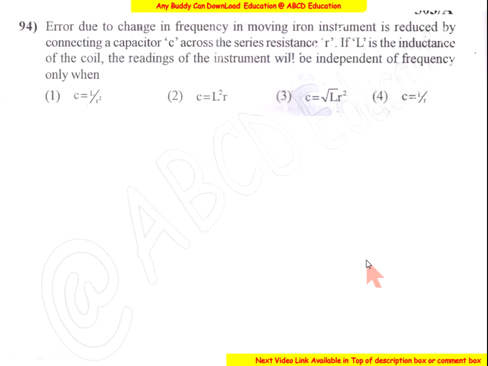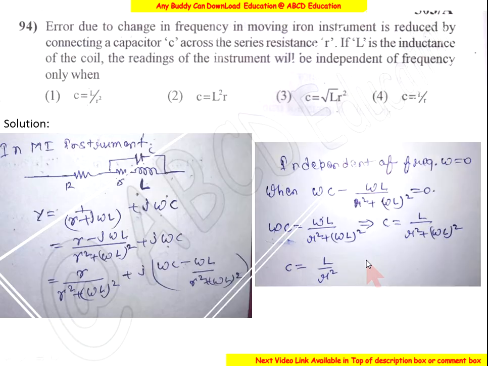Okay. Now come to question number 94. Error due to the change in the frequency in the moving iron instrument is reduced by connecting the capacitor C across the series resistance R. If L is the inductance of the coil, the reading of the instrument will be independent of frequency when. Now come to the solution.